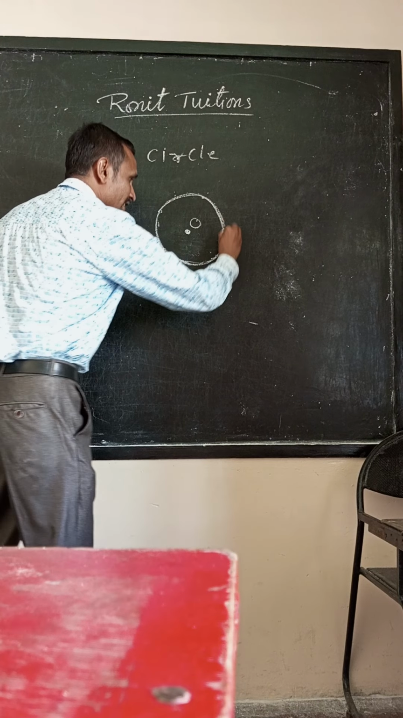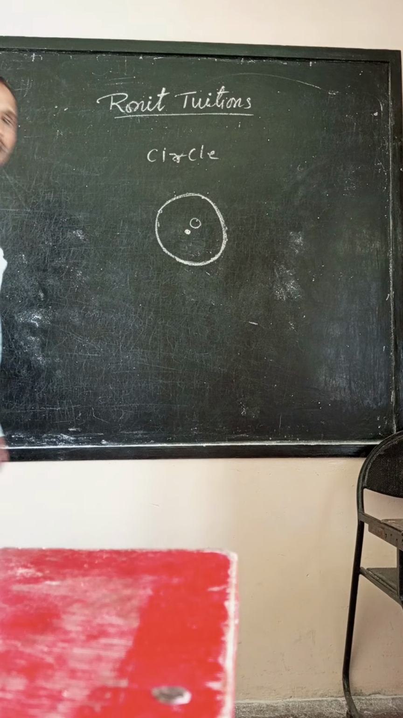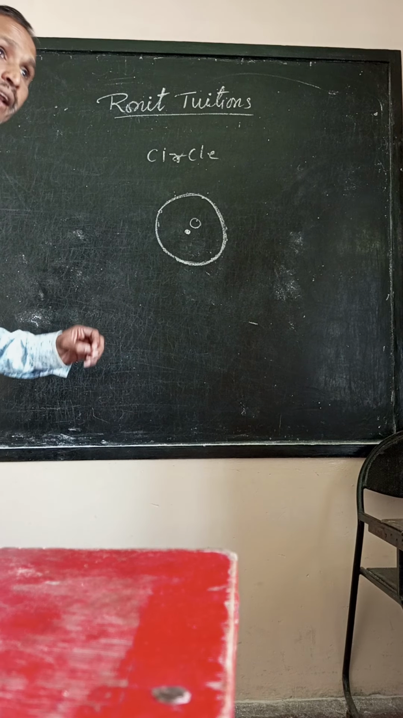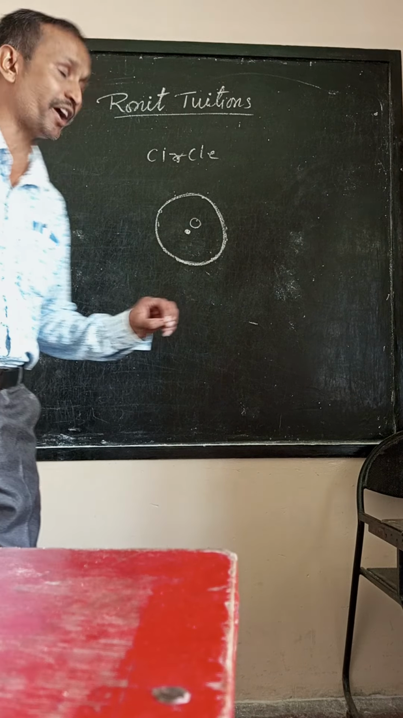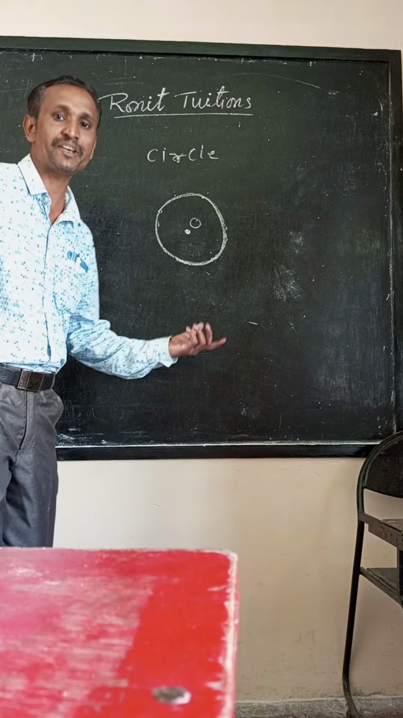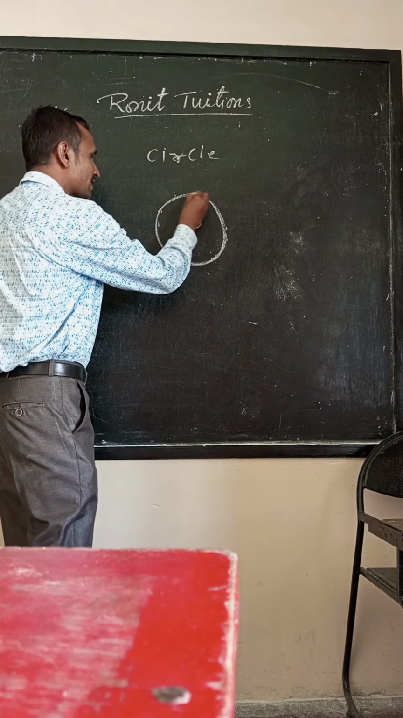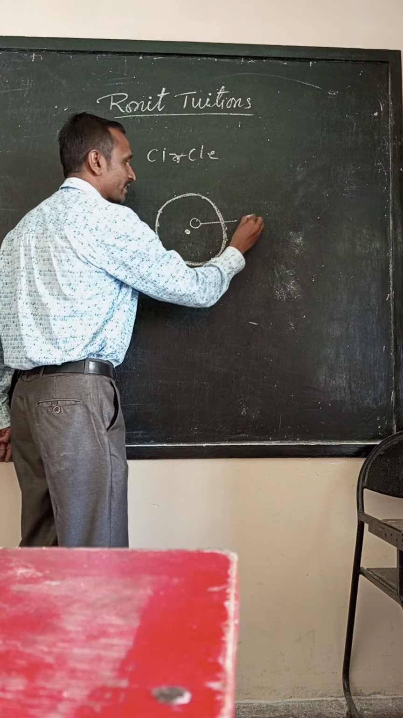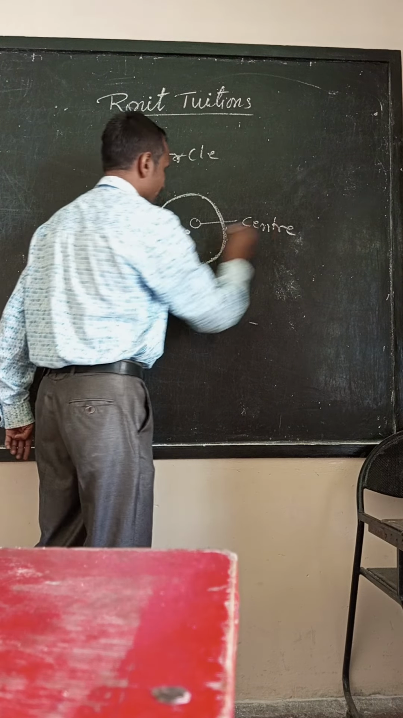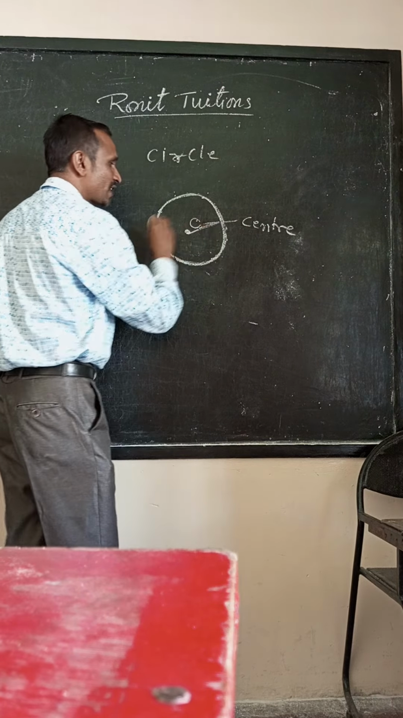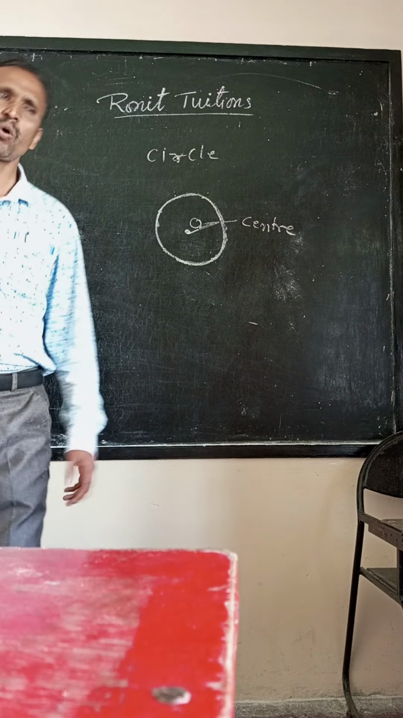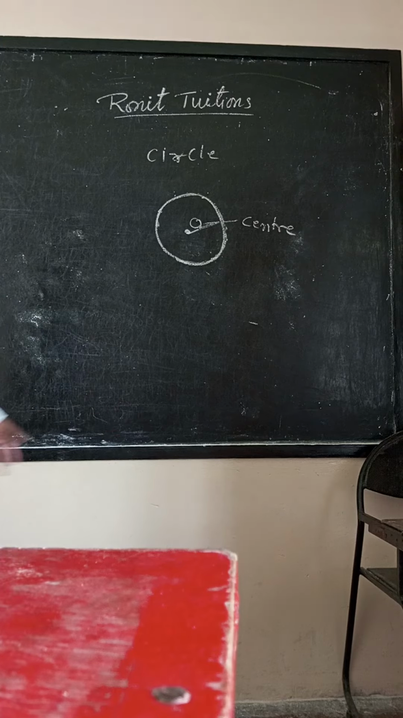So this is a circle: the shape formed when points are joined together, all equidistant from the fixed point, is called a circle. In the circle, the fixed point is called the center of the circle. The center is denoted by O, or A, B, C, anything you can denote it by.